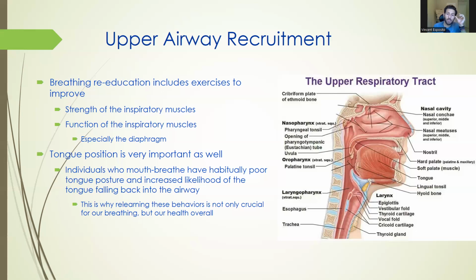Now, same thing we talked about before, tongue position is really, really important. So if you happen to mouth breathe, chances are your tongue posture is not good. It should be located on the roof of the mouth at rest. This is going to make the airway as large as possible. If it falls back into the airway, this is again going to create a greater negative pressure, which could potentially lead to collapse.